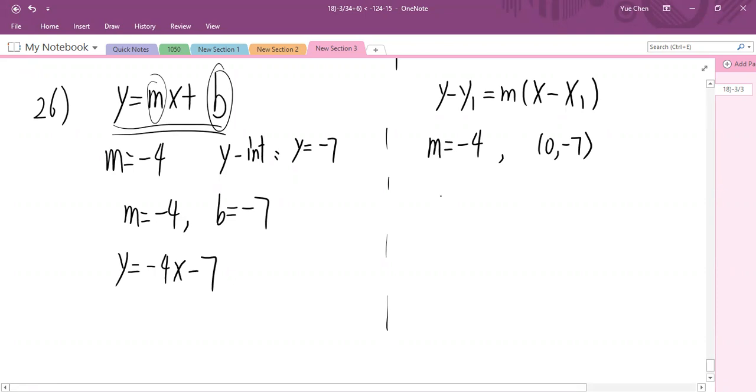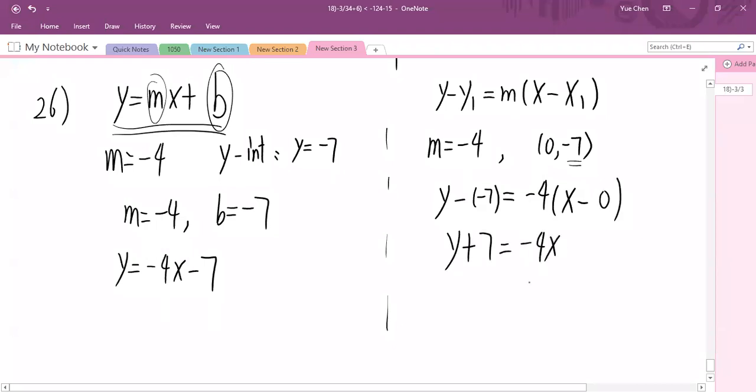So you just plug in here, y minus y1 is y minus -7 equals -4 times (x minus 0). So y plus 7 equals -4x. So y equals -4x minus 7. Right, you will get the same answer.